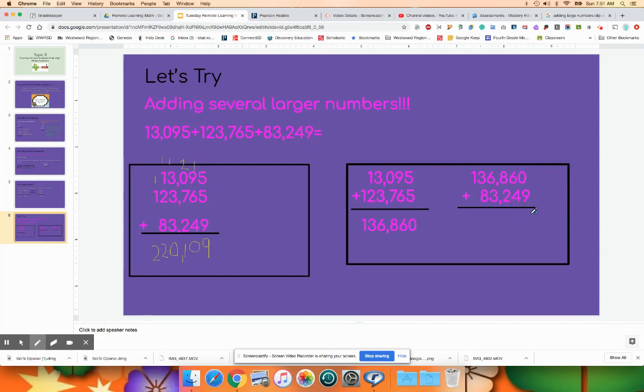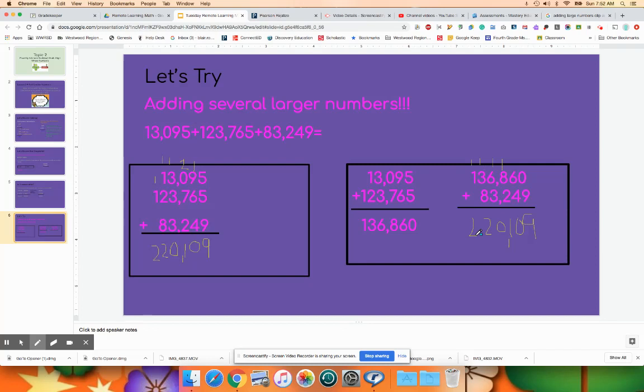So 0 and 9 is 9. 6 and 4 is 10. 8 plus 1 is 9. 9 plus 2 is 11. My comma. 6 and 1 is 7. 7 and 3 is 10. 3 and 1 is 4. 4 and 8 is 12. And 1 and 1 is 2. So again, you see we got the same answer for both of them, 220,109. They're just 2 different strategies.